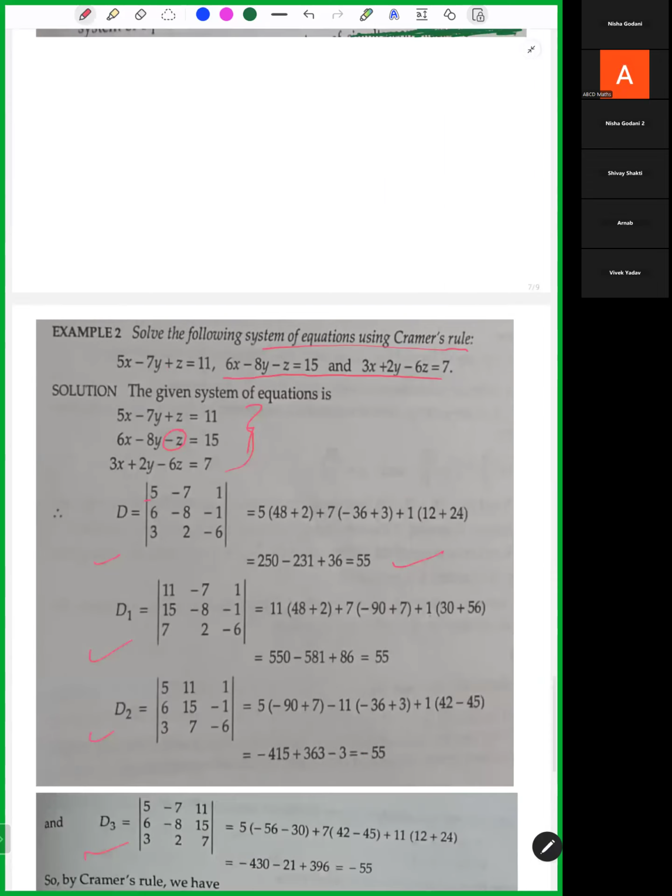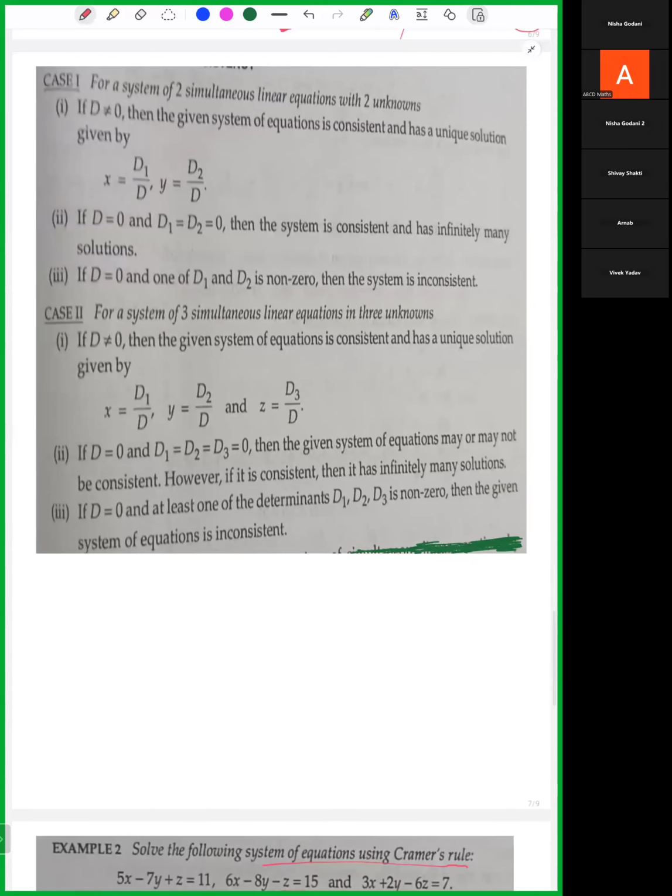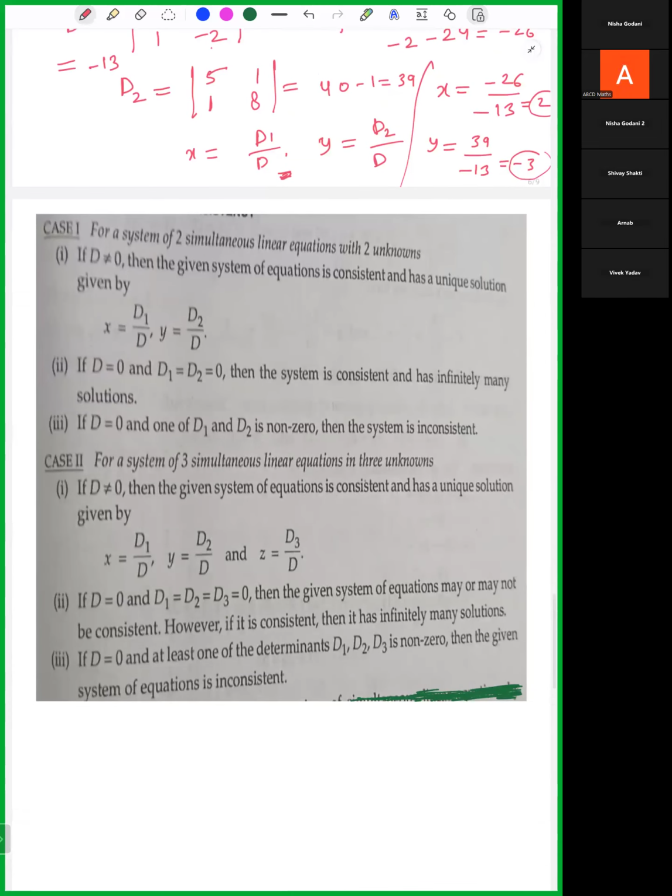Now, see, in case of two simultaneous linear equations in two unknowns, you know that if your D is non-zero, I have already discussed, you can find the solution by using these formulas. The system has a unique solution if D is non-zero. So the solution is unique, the system is consistent, and values of x and y can be obtained from these formulas.